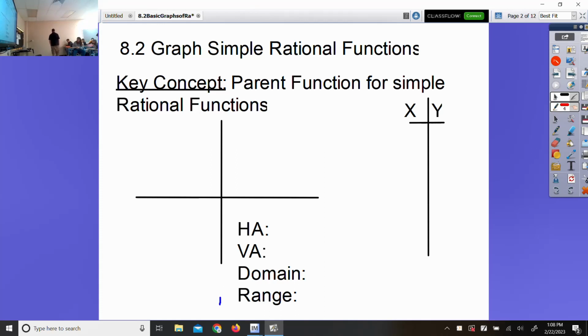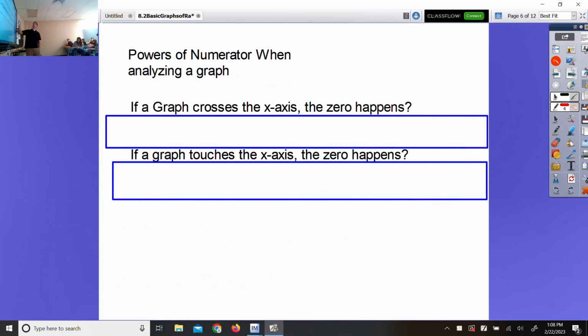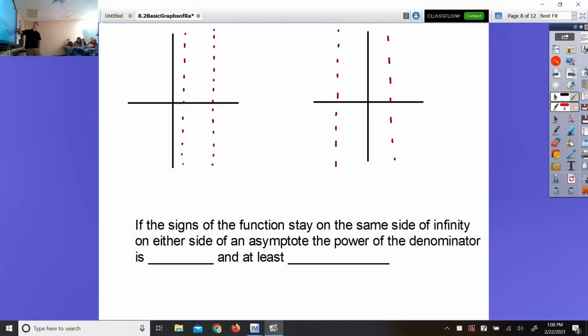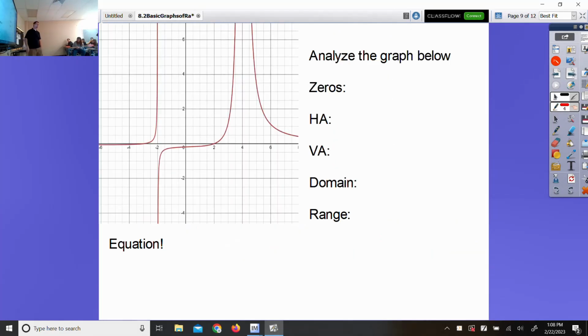All right, moving forward, this is 8.1. In 8.1, you're going to do 2 things. You're going to graph simple rational functions. They are simple. And tomorrow we'll be doing what's called analyzing. Analyzing a graph like that. Ultimate goal, write its equation.